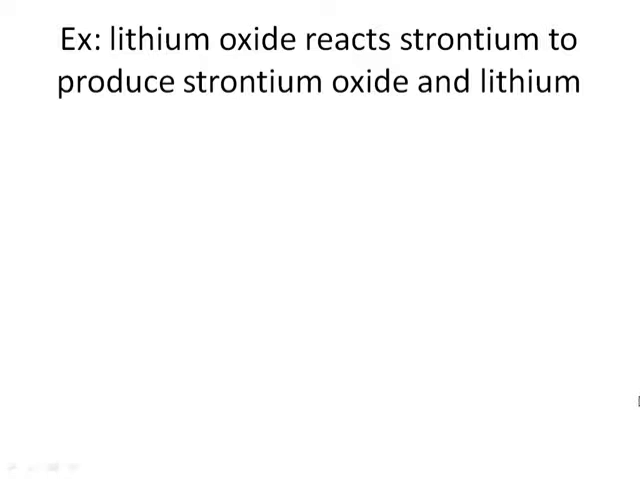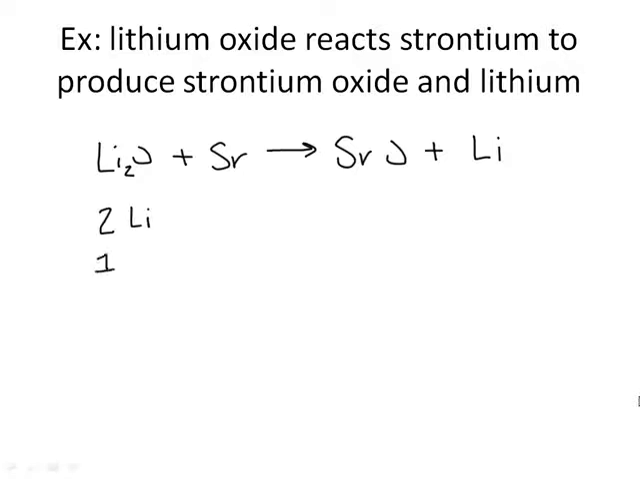So lithium oxide has the formula of Li2O. I'm reacting with strontium, not one of the silly 7, so it just shows up as a single atom, to produce strontium oxide, which has a formula of SrO, and lithium. So now I've written all of my formulas. I need to assess how much of each I have. So on the reactant side, I have 2 lithium, 1 oxygen, and 1 strontium.